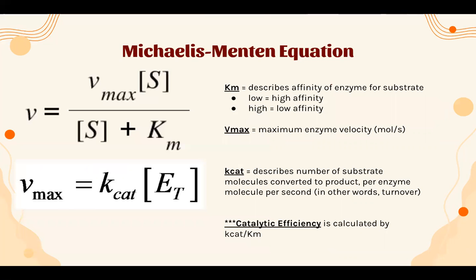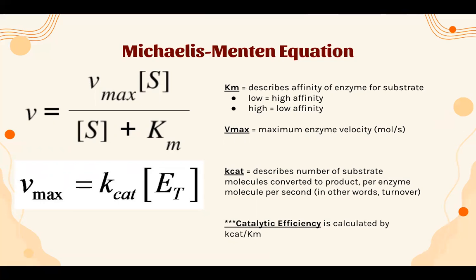The Michaelis-Menten equation and another derivative below. This top equation is the official Michaelis-Menten equation. Just to describe some of its components, Km is a measure of the affinity of an enzyme for its substrate. A low Km indicates a high affinity of an enzyme for a substrate, whereas a high Km indicates a low affinity. Vmax is, as we talked about before, the maximum enzyme velocity measured in moles per second.